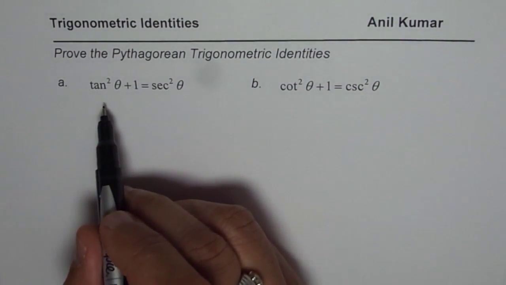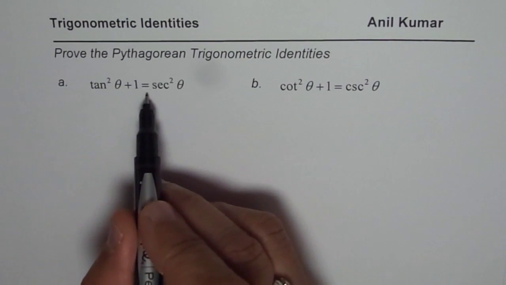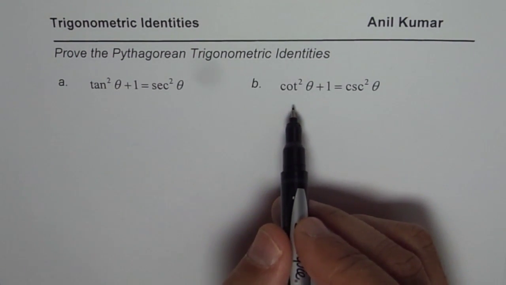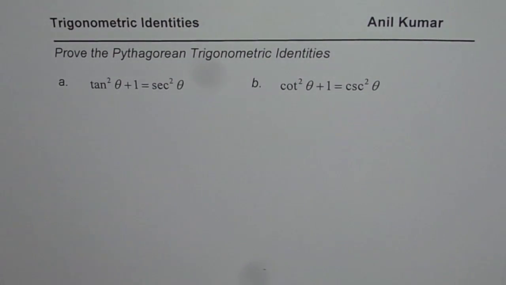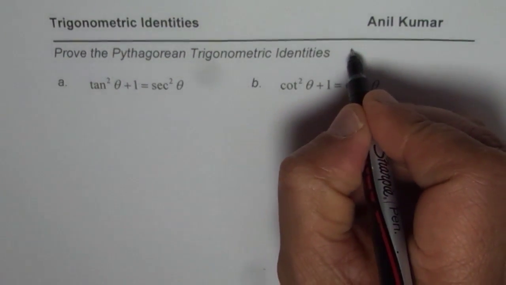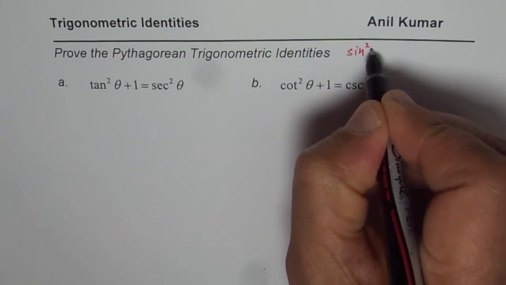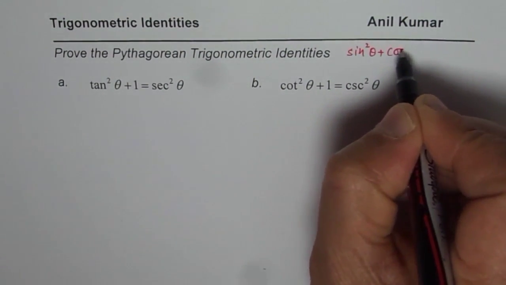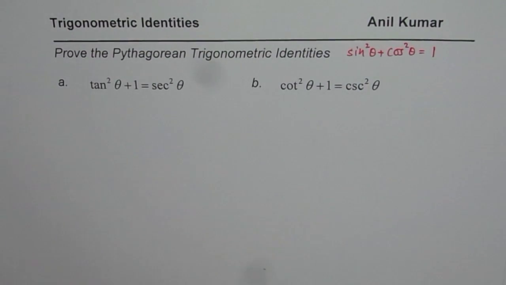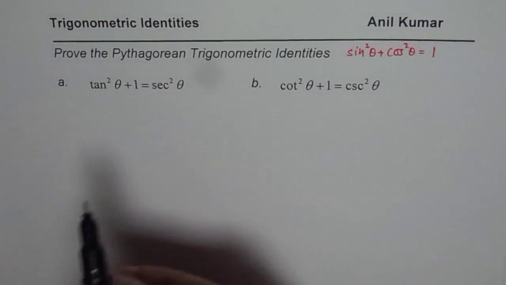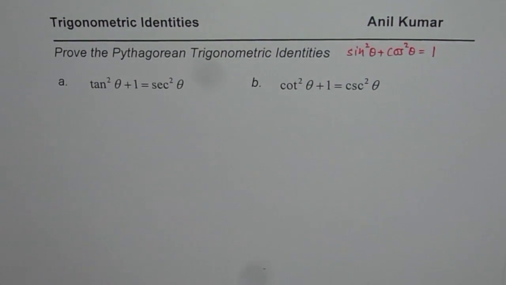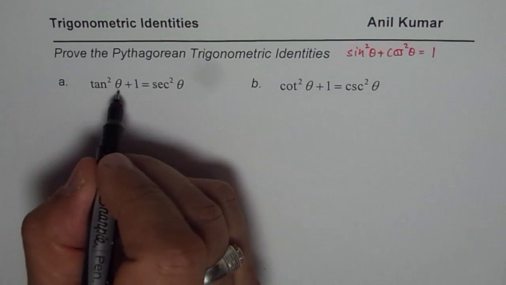So first one here is tan square theta plus 1 equals secant square theta. The second one is cotangent square theta plus 1 is cosecant square theta. One which you already know and which we might use here is sine square theta plus cos square theta equals 1, right? So that is another Pythagorean identity which we might use here. To prove identities, we have to start from one side.